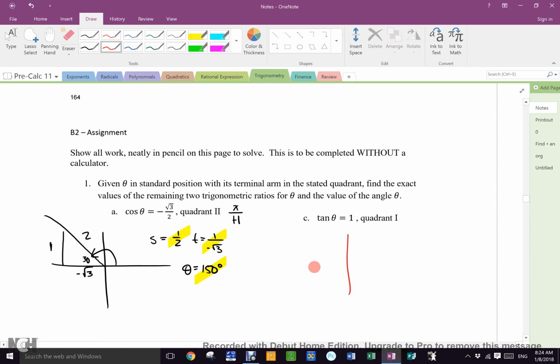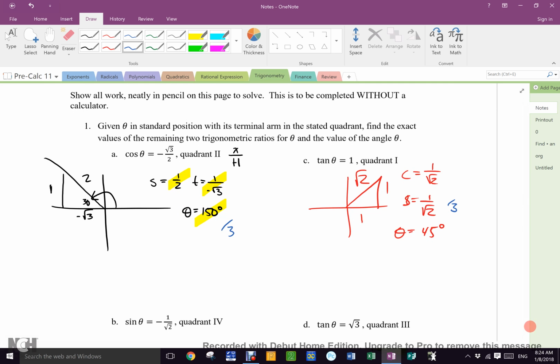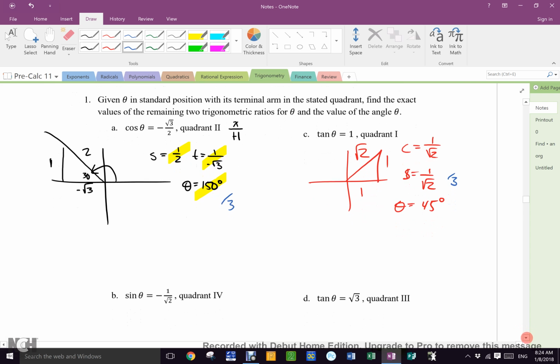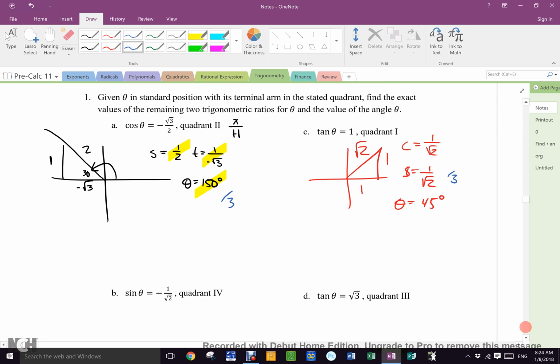Over here, it's in quadrant 1. Tan is 1, so that is 1, 1, root 2. So cos is 1 over root 2. Sine is 1 over root 2. And theta is 45. Everybody good? Oh, and I would have scored these at 3 each. Okay? Everybody remembers how to do this now? All right.